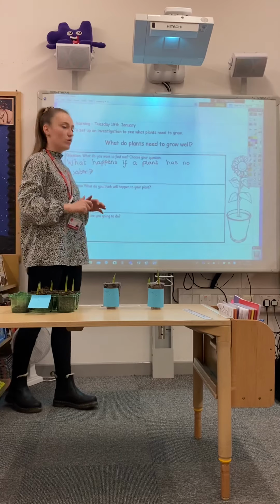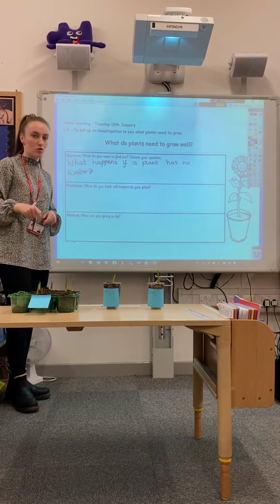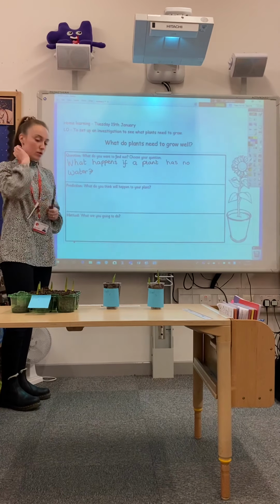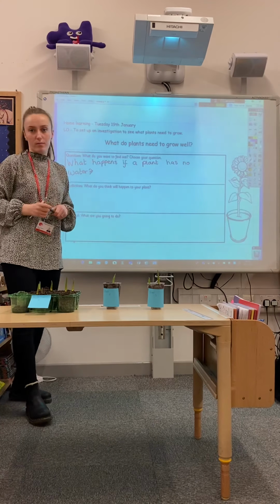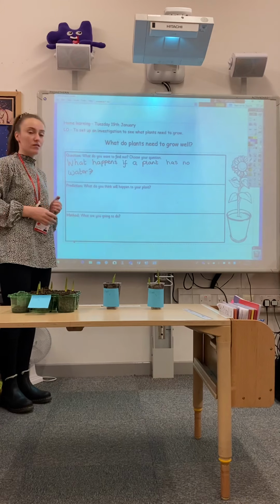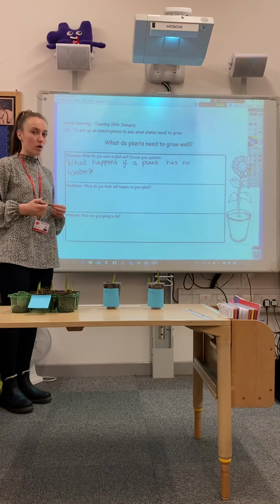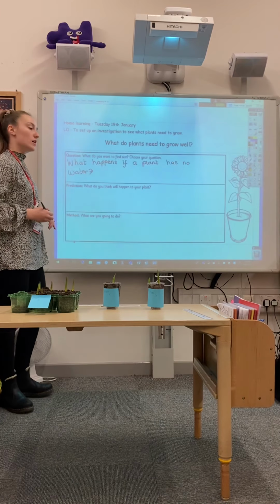So what do you think is going to happen to your plant? If you choose plant 1, you need to write what you think is going to happen. So you could say, I think plant 1 will grow a couple more centimetres, or I don't think plant 1 will grow without water. Then the method is what we are going to do.